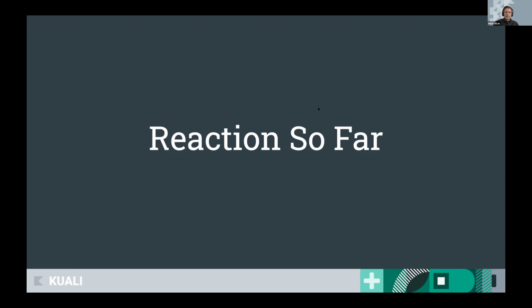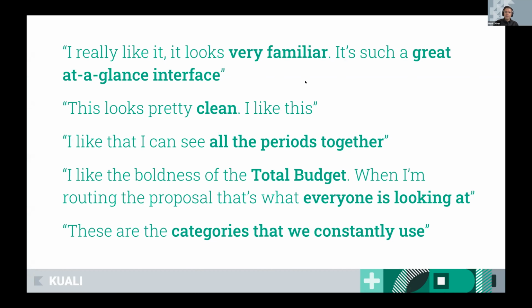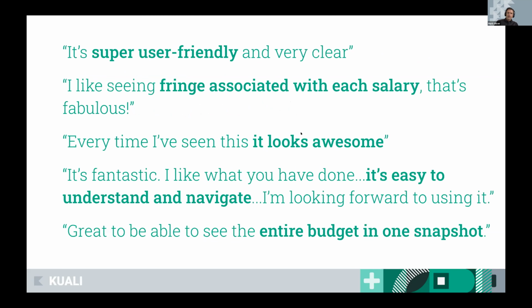So yeah, in spite of that, we have certainly had some positive feedback so far, and I'm not going to read through all of these, but it looks like people are feeling that it's easy to maneuver and navigate through, which is great. Being able to see all the periods together. People who use Kuali budget today see one period at a time, and then you have to come back out, so you can see everything together. So that's great. The totals that I talked about earlier, being able to make those stand out. And it sounds like the categories are making sense to people, which is great.